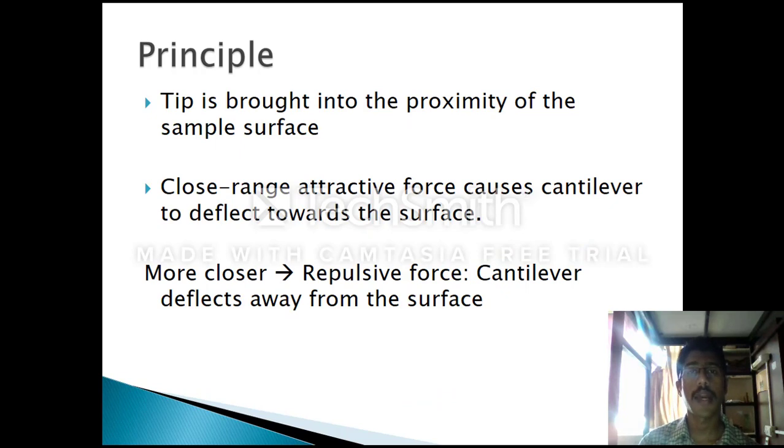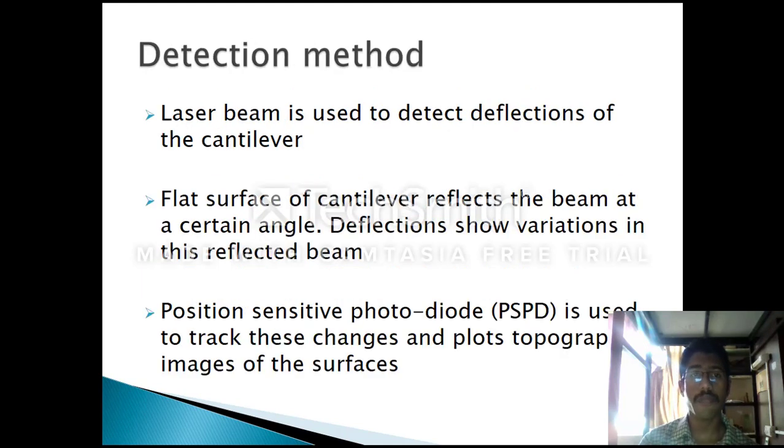The main principle behind AFM is that the tip is brought very close to the surface of the sample, and there are strong van der Waals forces of attraction at a range of say 10 nanometers. When the tip is brought so close, the attractive force pulls this tip towards the sample. But if it goes even closer, there's a strong force of repulsion. This helps to keep an optimum distance from the sample, and the tip is able to move over the sample.